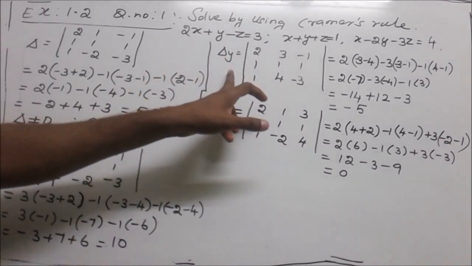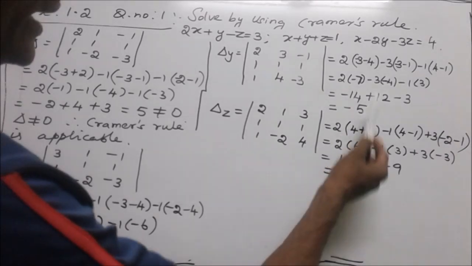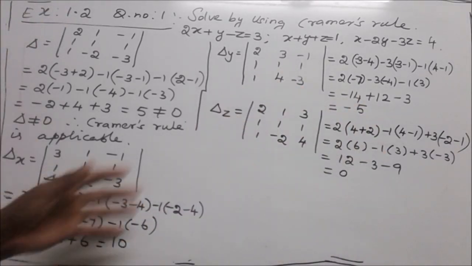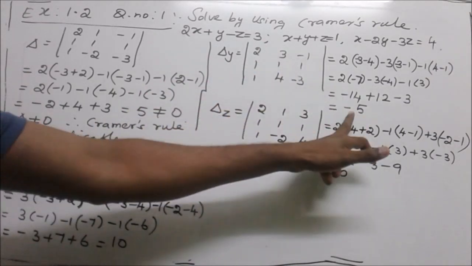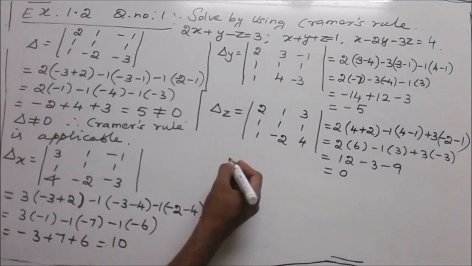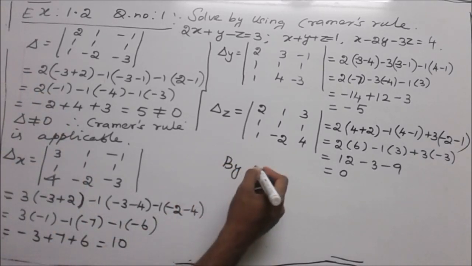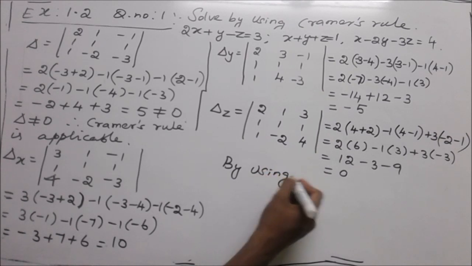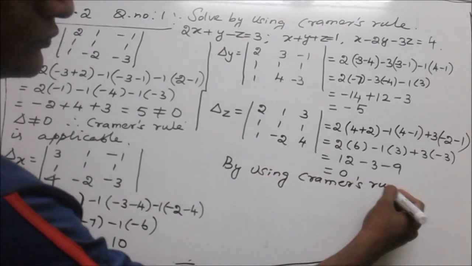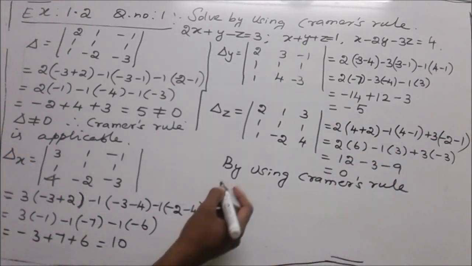Similar to that, delta y will be equal to minus 5 and delta z is equal to 0. Continuing the same way, you can find delta y minus 5 and delta z is 0. Now delta is non-zero, so by using Cramer's rule we can find the value of x, y, z.